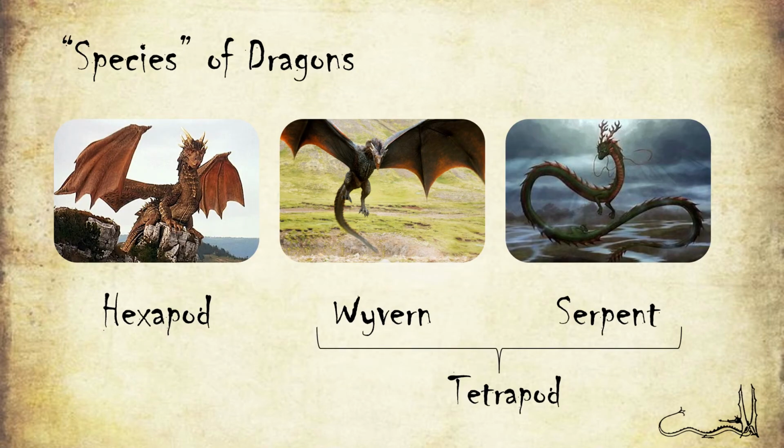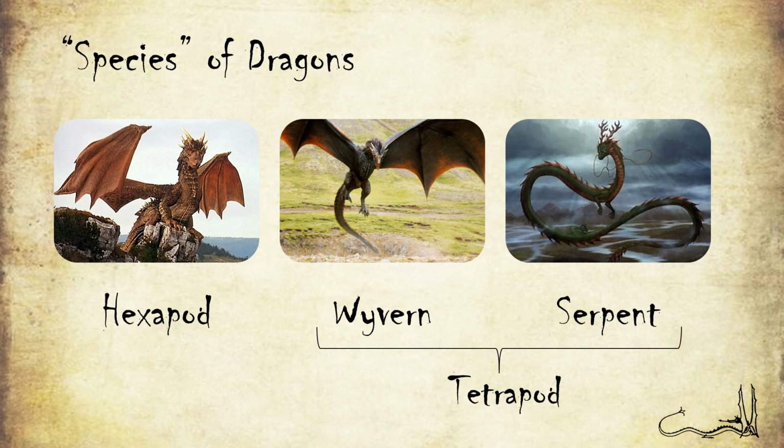There are two different species of dragons, the hexapodal dragon and the tetrapodal dragon. Now, the hexapodal dragon possesses 6 limbs, including 4 legs and 2 wings. The tetrapodal dragon has 4 limbs. Now, there are 2 subtypes of a tetrapod dragon, and the first one is a wyvern, which has 2 legs, 2 wings, and the serpentine dragon, which only has 4 legs, no wings.